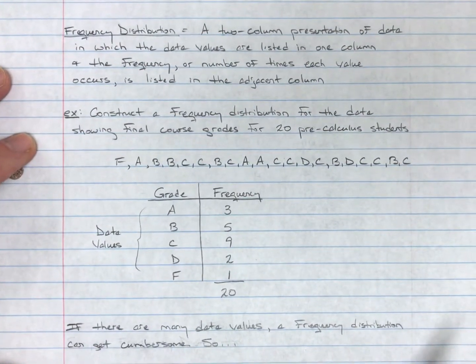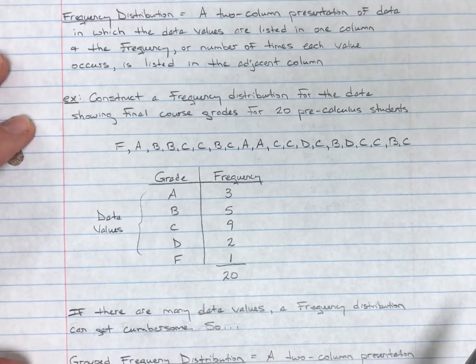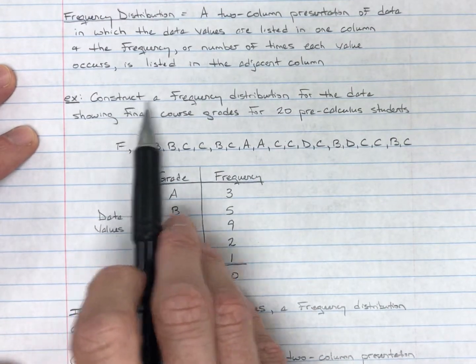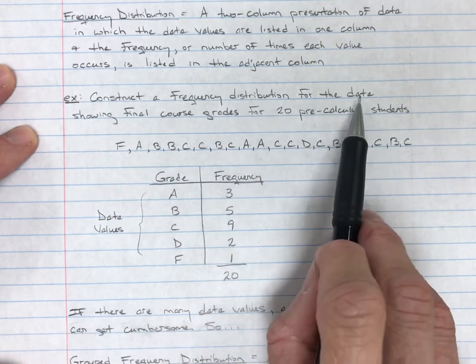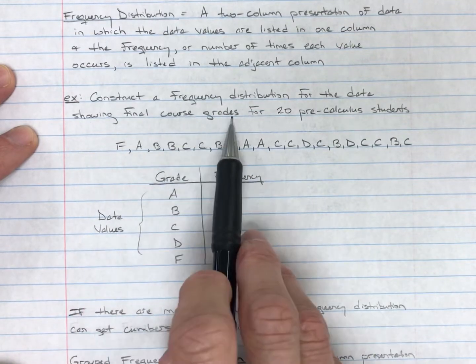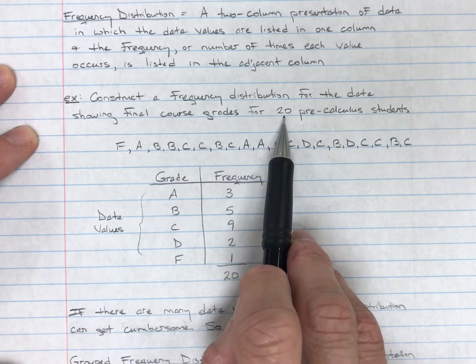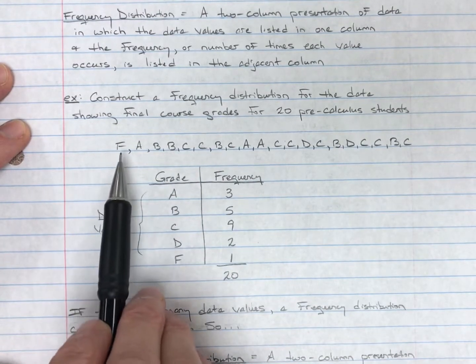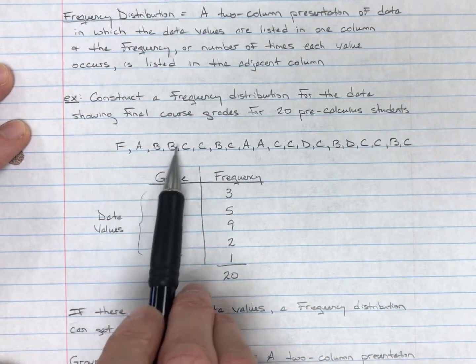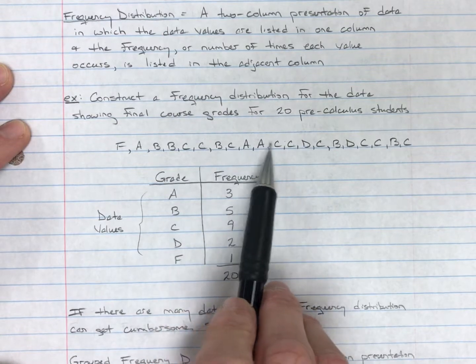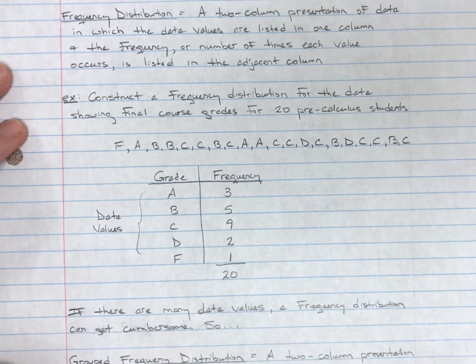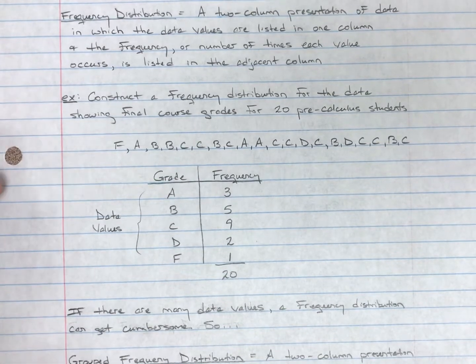Okay, let's take a look at an example of how to create a frequency distribution. So, construct a frequency distribution for the data showing final course grades for 20 pre-calculus students. And here they are. Hope I have 20. 1, 2, 3, 4, 5, 6, 7, 8, 9, 10. 1, 2, 3, 4, 5, 6, 7, 8, 9, 20. Yes, I do. Grades from A to F.